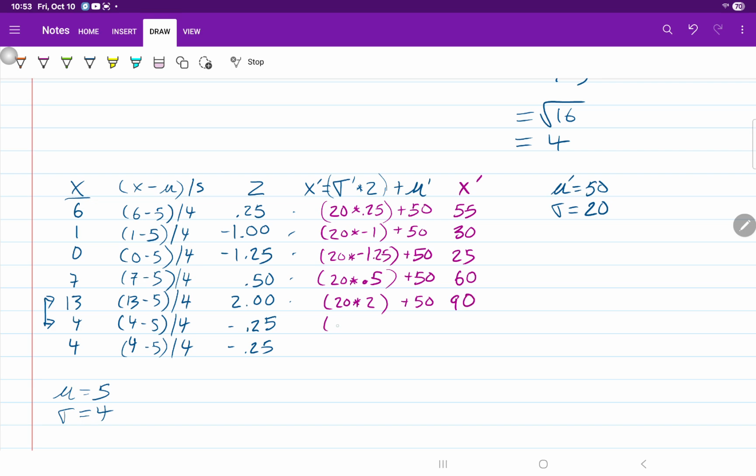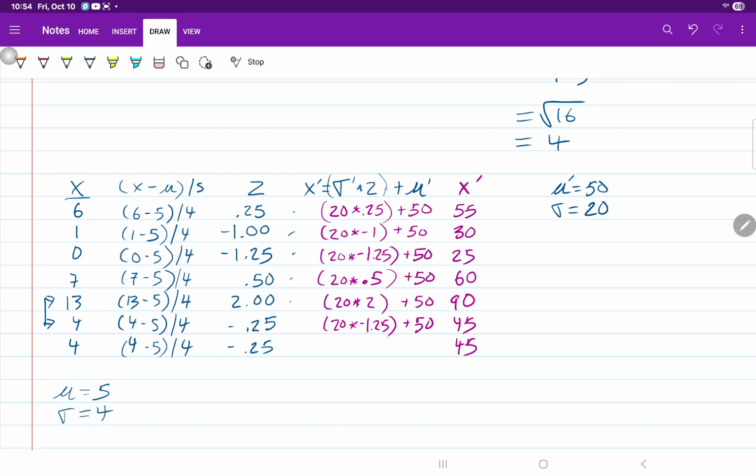And then our last two are the same. Let's do it the same way we've been doing it. 20 times -1.25 plus 50. That is -5 plus 50 is 45. And of course the same thing for the next one.